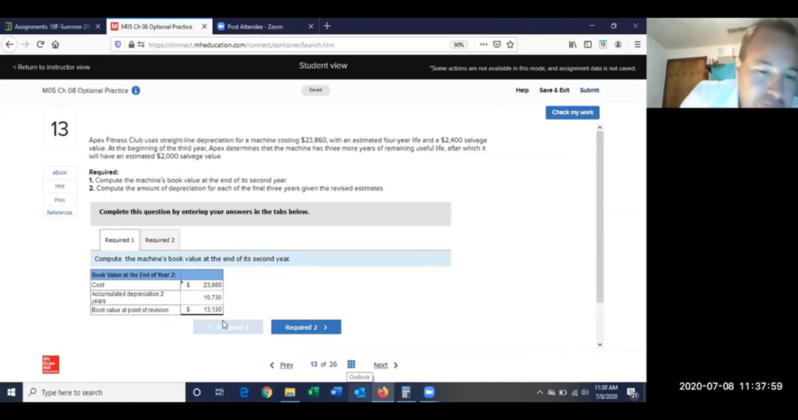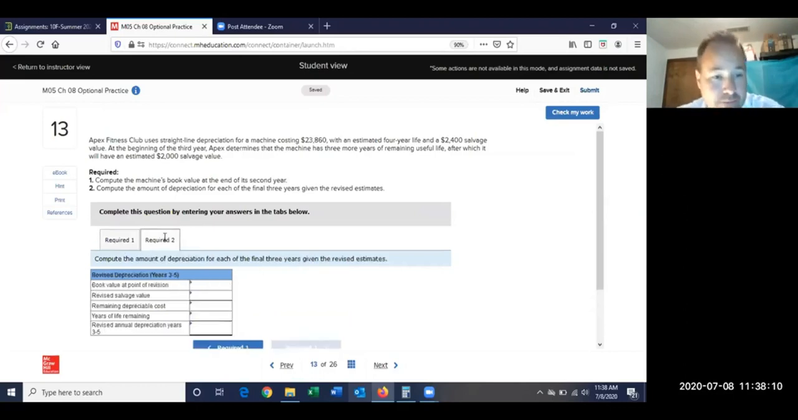Therefore, my value is 13,130. I'm going to make a note. I don't know if it's going to carry that number over for us, because we're going to need it. Nope, it didn't carry it, so that's good, I wrote it down. Okay, 13,130, book value at point of revision. That's the number we're going to be using from here on out. We've already depreciated some of the equipment, so we can't use the beginning number anymore. We have to use what's still left, the value worth.